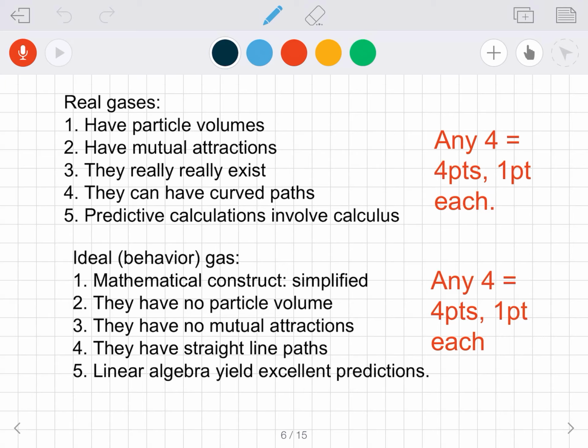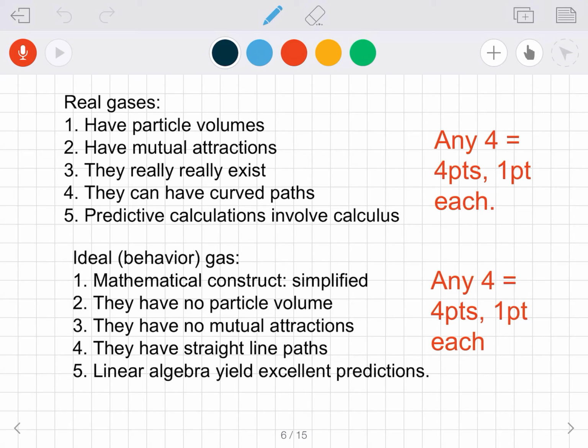First part would be give the properties of a real gas and compare them to the properties of an ideal gas. And again, I wrote ideal behavior rather than ideal gas because I don't want you to think of ideal as only pertaining to gases. It can pertain to other phases as well.